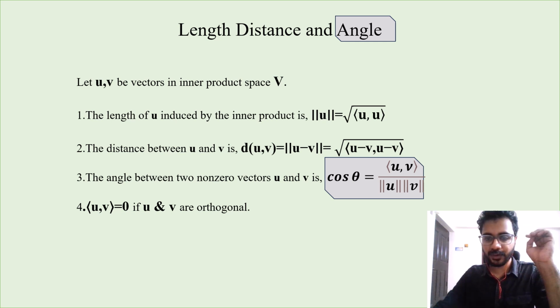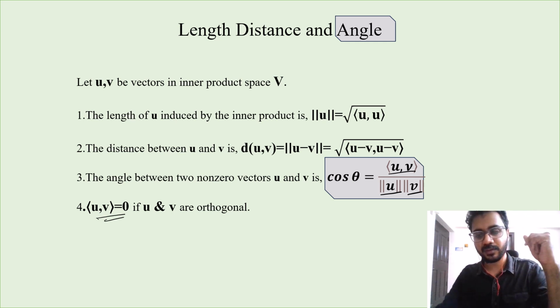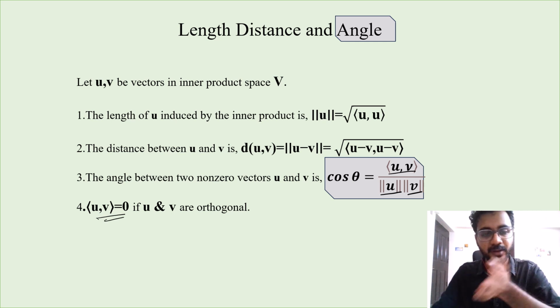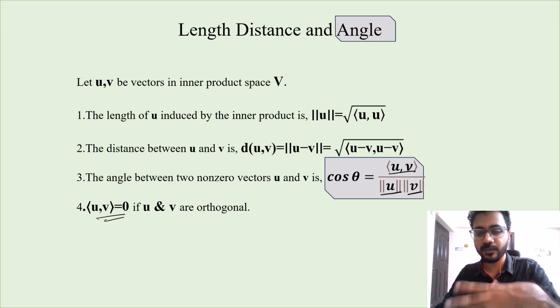In case of dot product, it is u dot v. So for inner products we can write inner product u comma v divided by the length of u into the length of v. And if the two vectors u and v are orthogonal, both having 90 degrees, then the inner product u comma v will be equal to 0, which is similar to the dot product v dot u equal to 0 when both v and u are orthogonal in Euclidean space. So the inner product u comma v is 0 if u and v are orthogonal in inner product space. This is how we can check the orthogonality between two vectors.